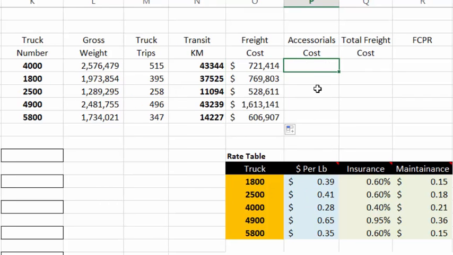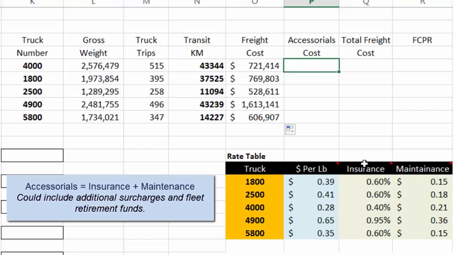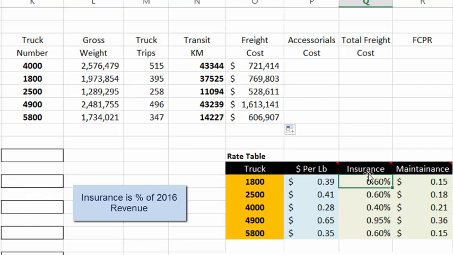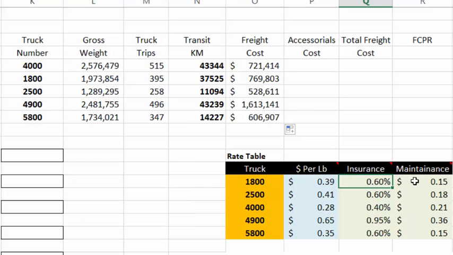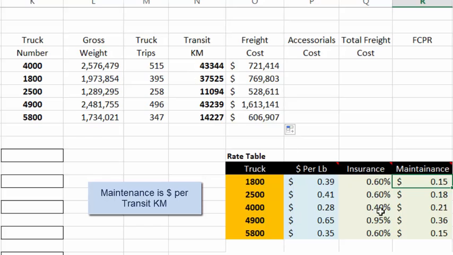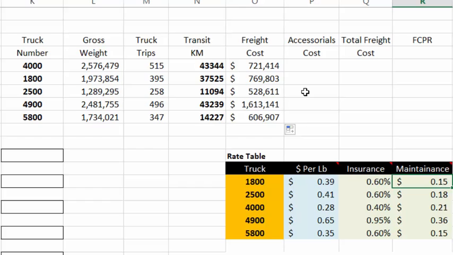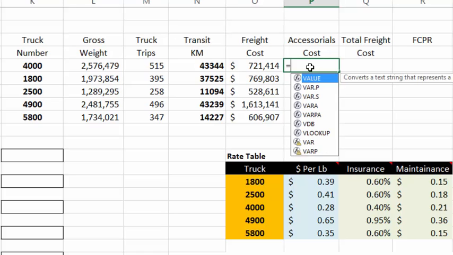So there's two parts to accessorials. One is we are going to apply a rate based on this insurance column here. So it's 0.6% in this case of revenue, 2016 revenue, plus the maintenance cost, and that's a charge per kilometer. So in this case, 15 cents per kilometer traveled is an accessorial cost, right? And that will be an amount that we would set aside in case we need to replace the truck in the future. And insurance is simply a percentage of revenue. So we're going to use two VLOOKUPs in this case, right? So let's do this. VLOOKUP.